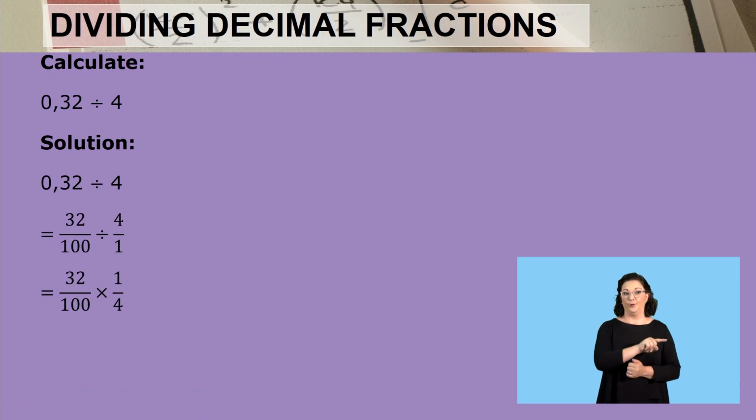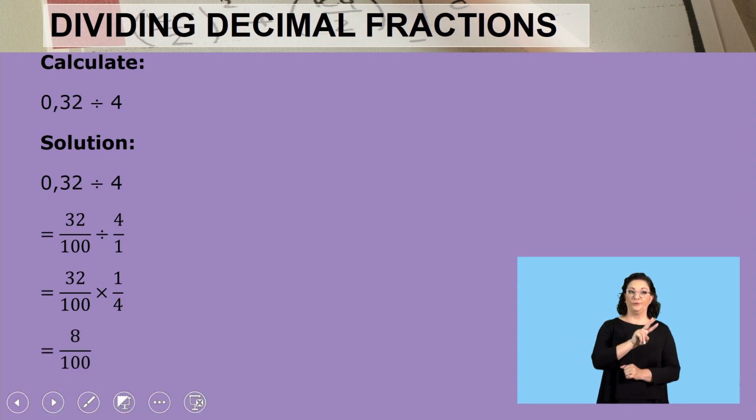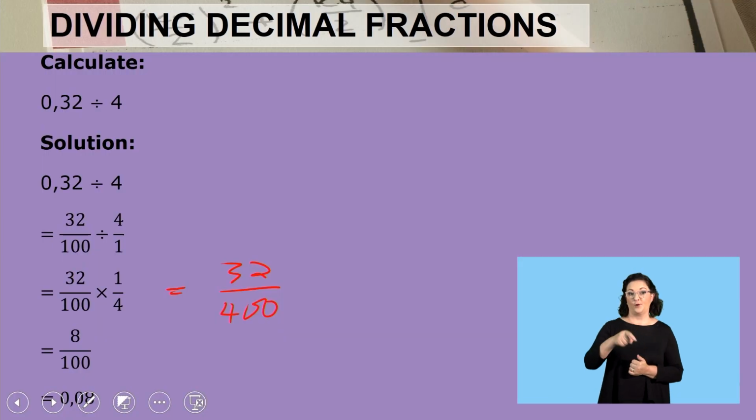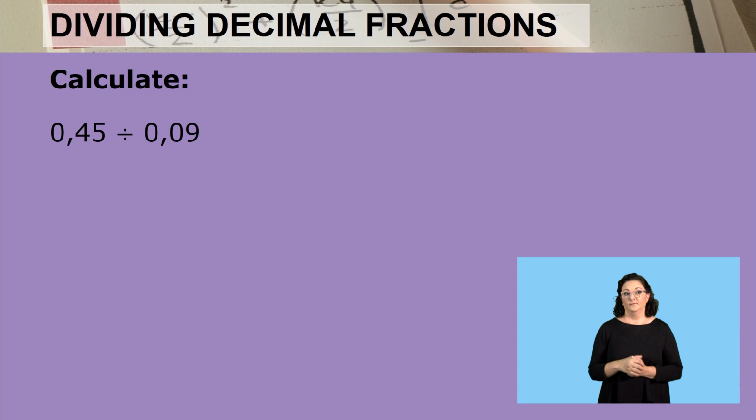Let's see. This would be 32 hundredths multiply a quarter. Then we know numerators multiply numerators, so it's 32 multiplied by 1, which gives you 32. We'll write it here. This would be 32. And then we have 100 multiplied by 4, which gives you 400. And when you simplify this, it will give you 8 hundredths. Remember, we said we must definitely convert back to decimals. And your answer would be 0.08. Here's the next example.